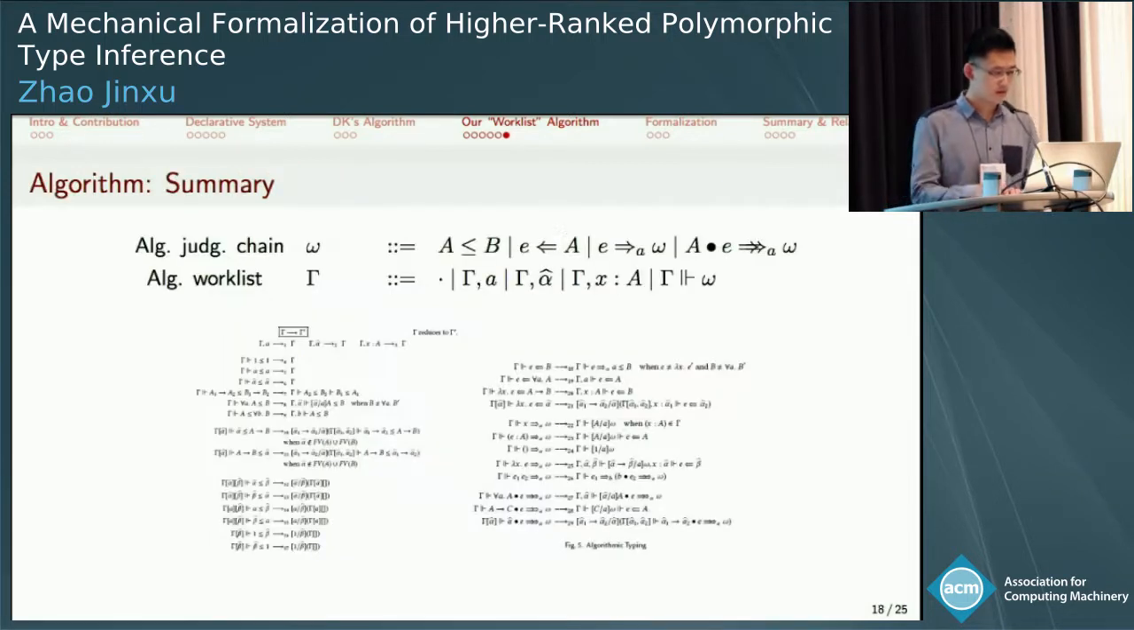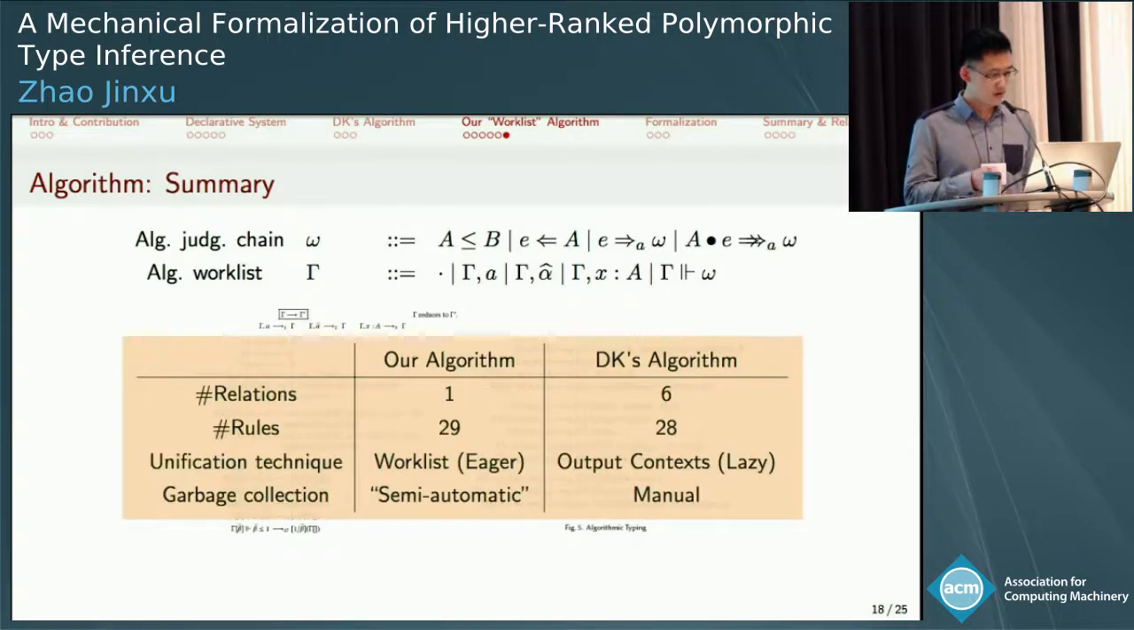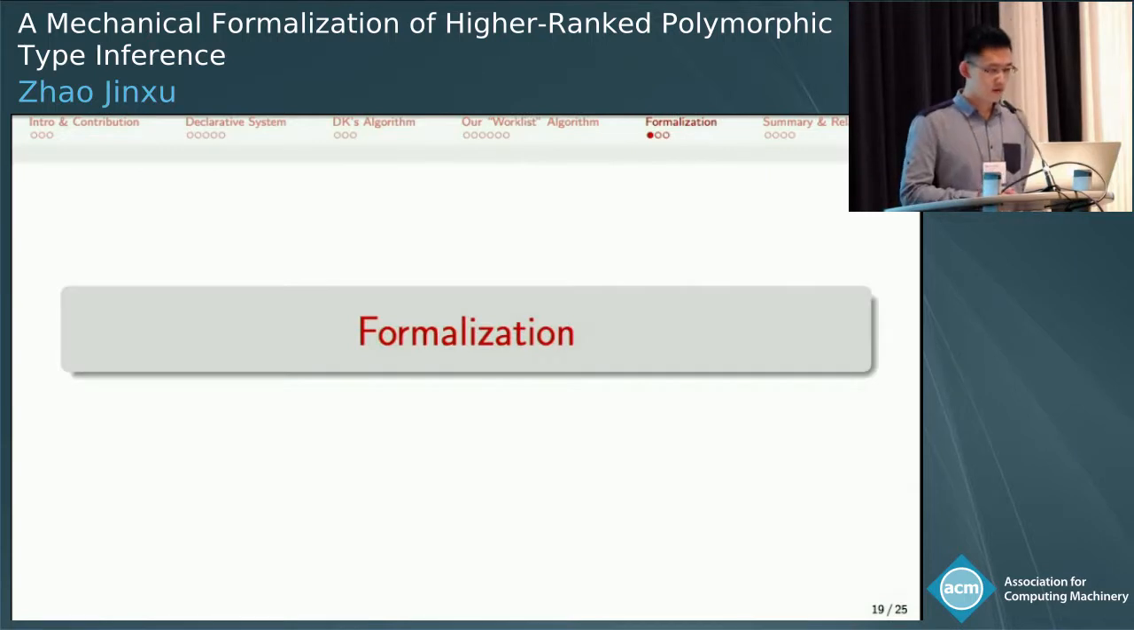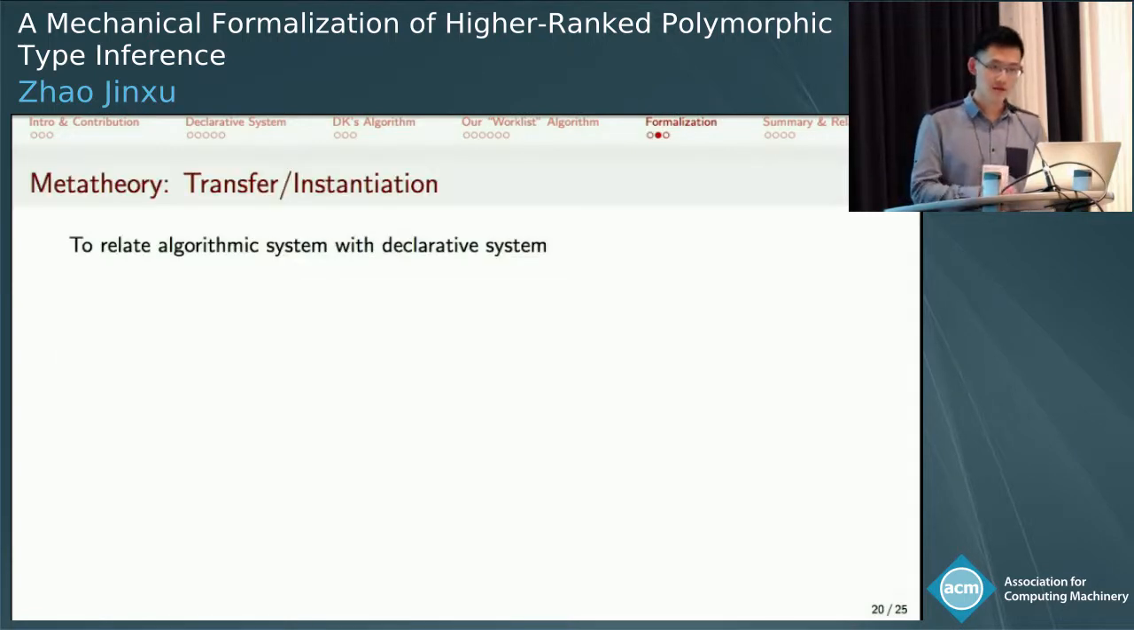All right. Quick summary. We have only one relation for our algorithm, while Dunfield's algorithm has 6, and we use eager substitutions. They use lazy substitutions. And I would say that our garbage collection is better because we simply remove the elements. We don't need to use any auxiliary markers. But since the number of rules is quite similar, we actually behave similarly. Yes, and our algorithm is easy to formalize.